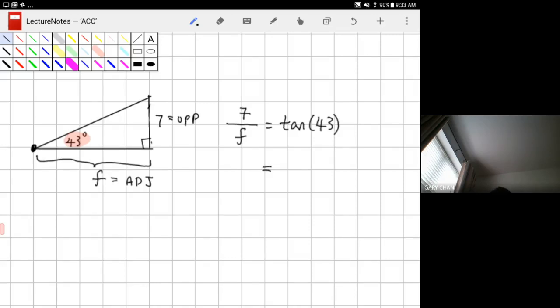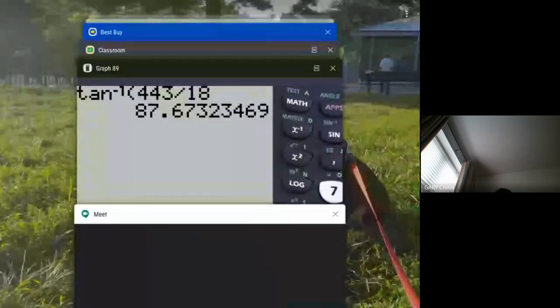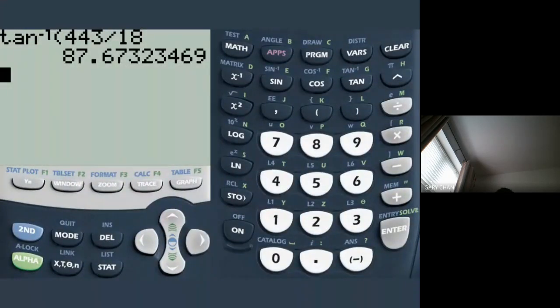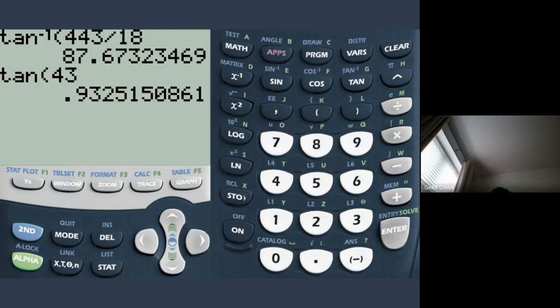Tangent of 43. Now, I remember last week, Diana said we can do this all in one step, or you can do this in multiple steps, whichever is to your liking. For myself, and for you guys who are learning this first time around, let's do it in multiple steps, one step at a time. Tangent of 43. You're going to punch that into your calculator. So I want to go over here in my graphing calculator, and I'm going to figure out what tangent of 43 is. And you press enter. And this turns out to be 0.9325.